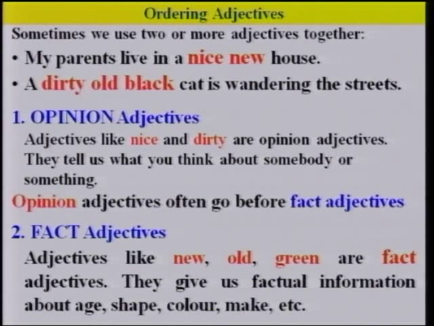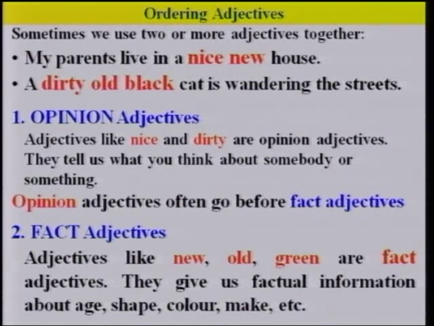Let's look at these two examples. My parents live in a nice new house, or is it my parents live in a new nice house? It's actually my parents live in a nice new house, not in a new nice house, according to something we call cumulative adjectives. Okay? A dirty old black cat is wandering the street, but it is never an old black dirty cat. It has to always be a dirty old black cat wandering the street. So there is some arrangement for putting adjectives together.